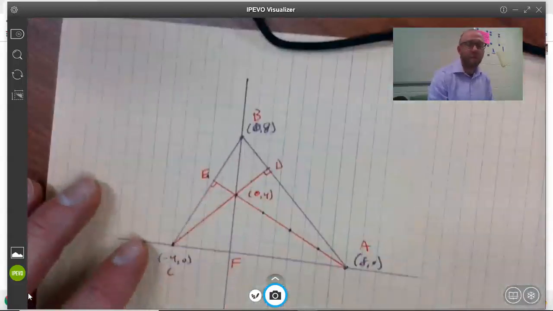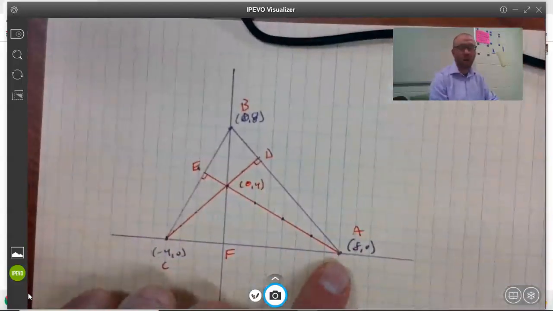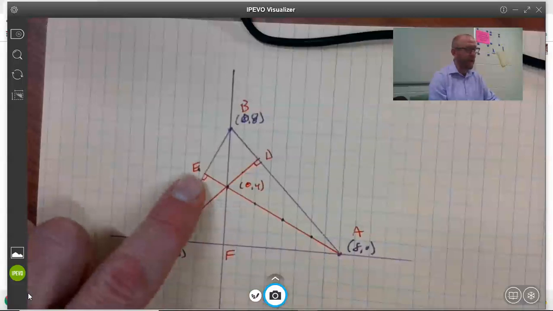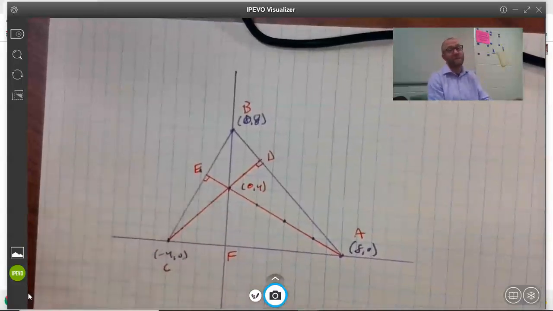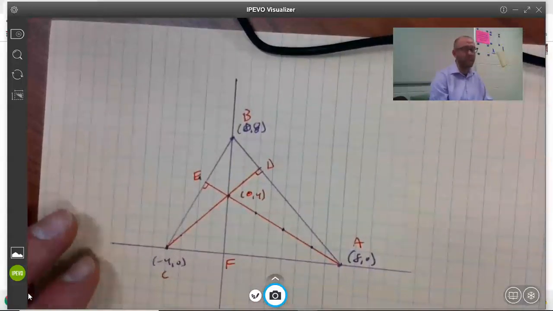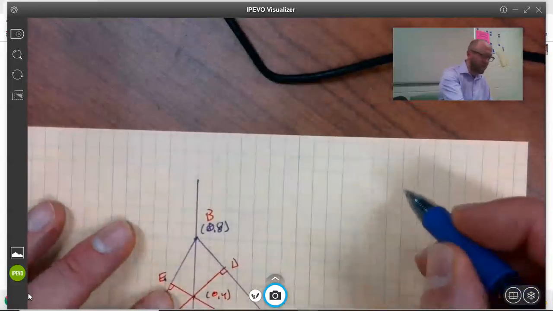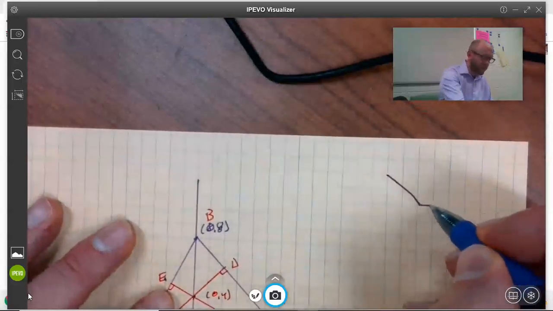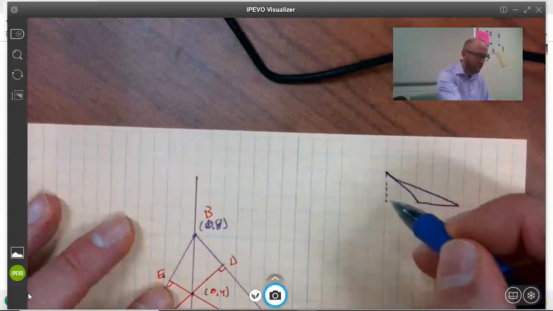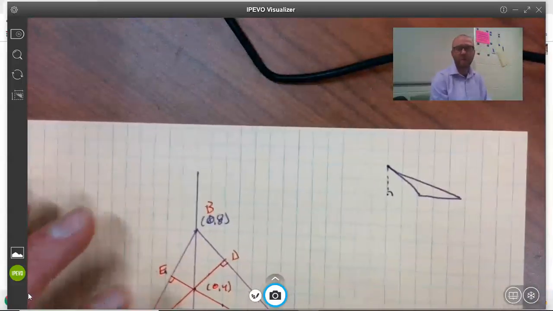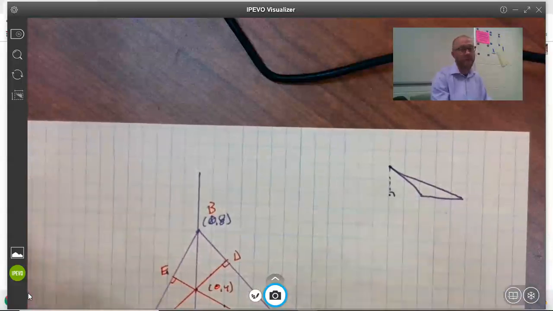Now, the important thing about the altitude is that it goes from a vertex to the opposite side. Well, it travels from the vertex toward the opposite side, and it's perpendicular to the opposite side, but it doesn't always touch it. So, for example, this triangle right here has an altitude that's out here. It's perpendicular to the base, but it doesn't actually touch the base of the triangle, but it's still the height. That's how tall the triangle is.